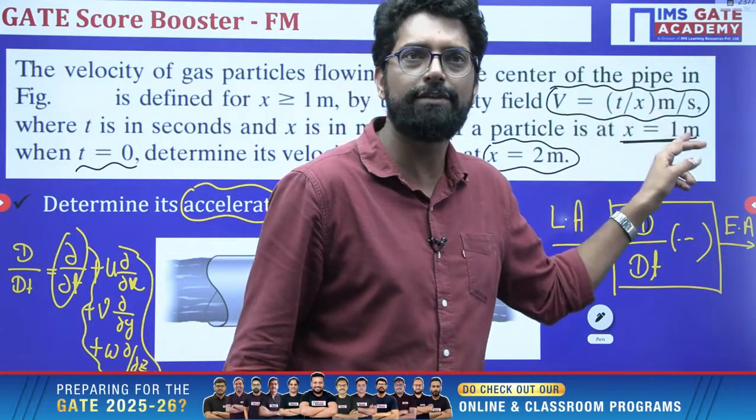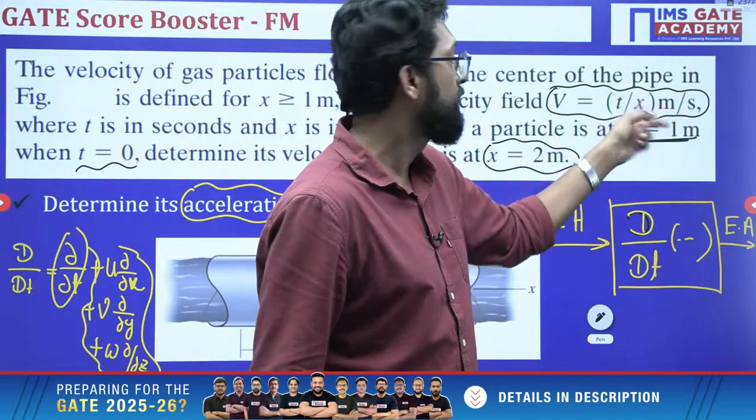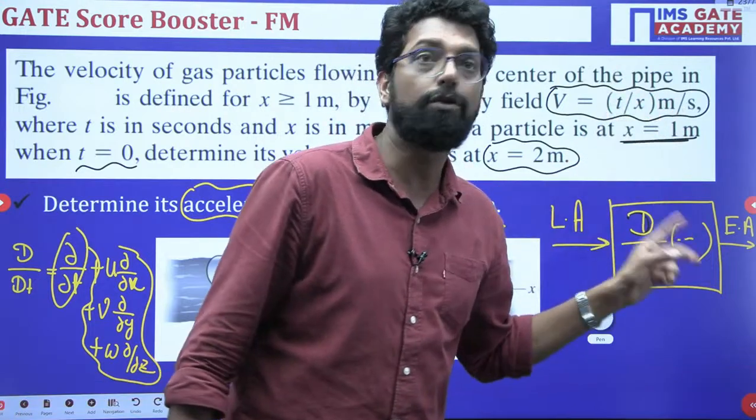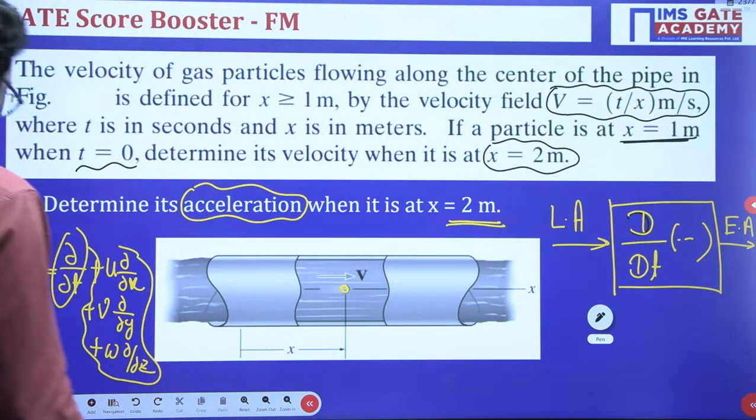Many students say that sir, the question is wrong. Why? Because see, t by x, the unit is meter per second, it is not second per meter. So this is wrong. No, it is right. No problem at all. Okay, just start.